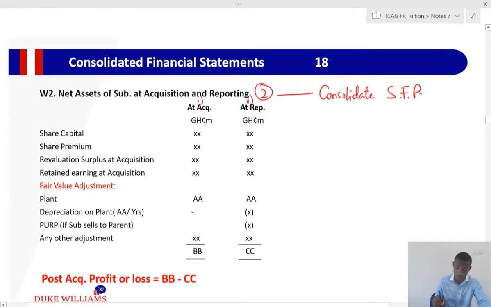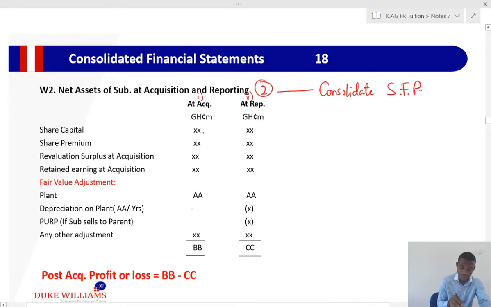Now, the share capital at acquisition would often be the same as the share capital at reporting. Then the share premium, if any, would often be the same. However, if we have revaluation surplus, the value at acquisition might not be the same at reporting, and you have to pick it from the question. Then the retained earnings at acquisition might also be different from the retained earnings at reporting, and you have to also pick it from the question. And as we do examples, you'll be learning these differences.